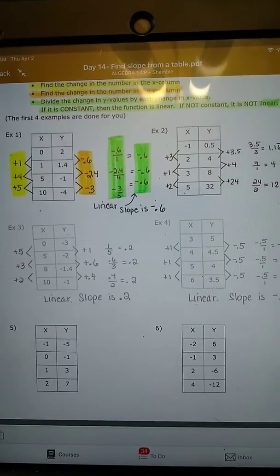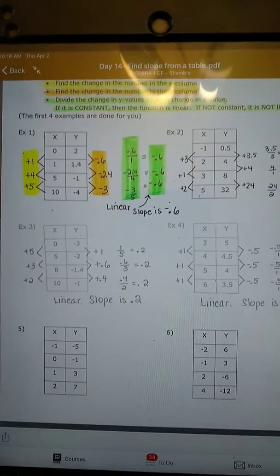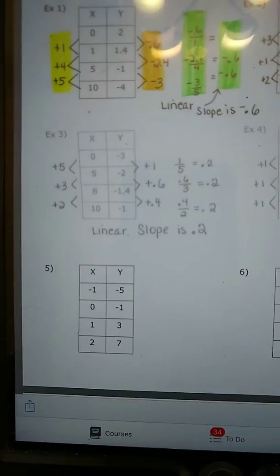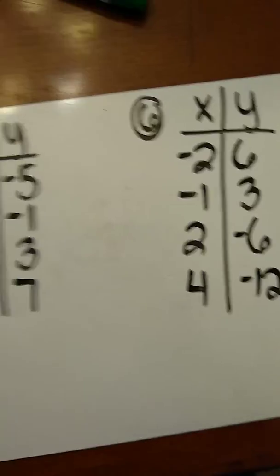Good morning, guys. Ms. Shamble here with your day 14 problems on finding slope from a table. I'm going to be doing number 5 and number 6, which I have transferred to this lovely whiteboard over here.